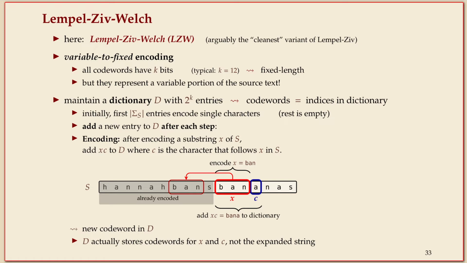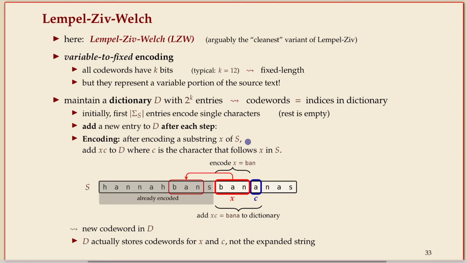Now, how does this work? We maintain a dictionary. Again, that's where this name comes from. It's a list of portions of the text we have seen. Let's call this D, and it has 2 to the k entries. That's simply one entry for each possible code word. If we have k-bit code words, then 2 to the k entries are in the dictionary. We fill the dictionary initially with the single characters. So we assume these are already in the dictionary at the beginning. And then we'll keep adding more things to the dictionary in each step.